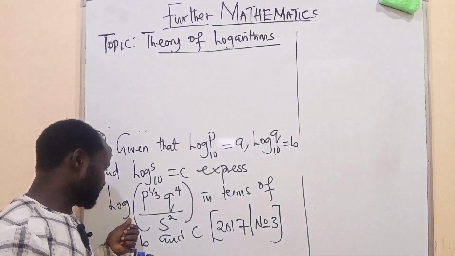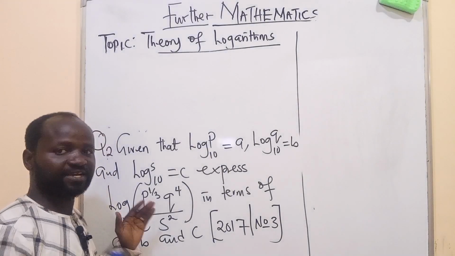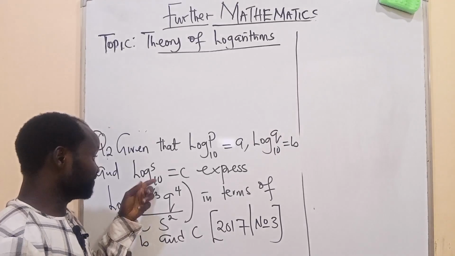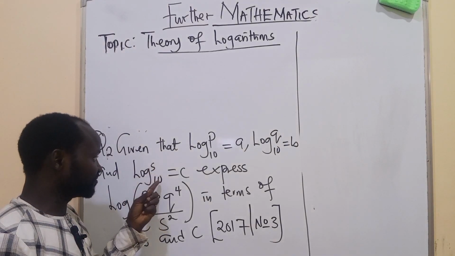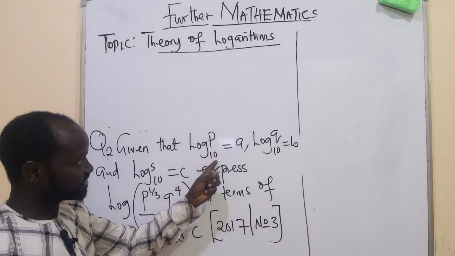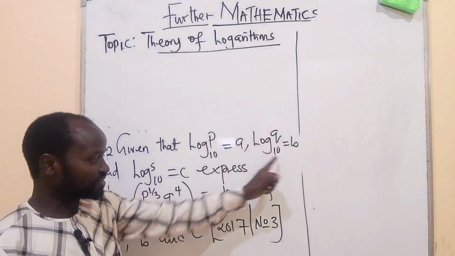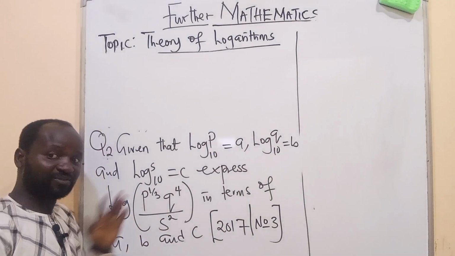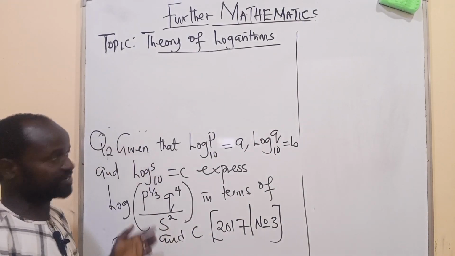In logarithm, if the base is not given, the common base is 10. So it's 10. And even from here, we can see that we have log s to base 10, log p to base 10, log q to base 10. We know that here is 10. If it is not given, the base is 10.